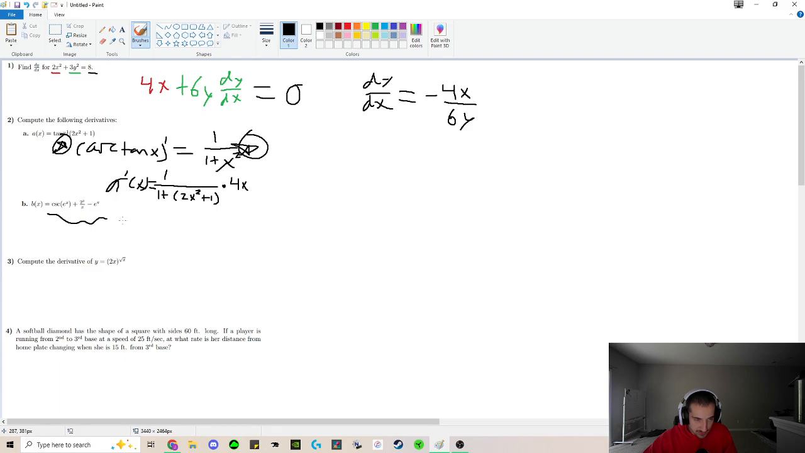This one I will leave as an exercise, but it's going to be the same exact kind of chain rule deal. Okay. Compute the derivative of y equals 2x to the root x. How do we do this?